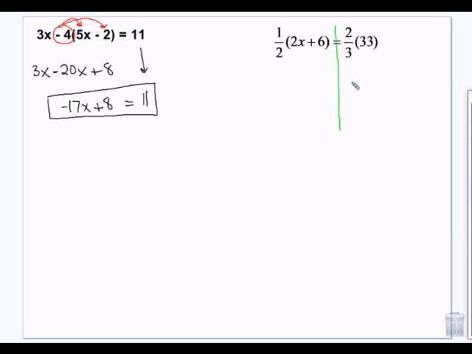I have a fraction, so I'm going to multiply or divide by 2. 2 goes into 2 once and into 6 3 times. So I have 1 times 1, which is x, and 1 times 3, which is 3. And this side is done. And here I have 3 goes into 33 11 times. 2 times 11 is 22. I can't do anything else to either side, so I put them equal to each other, and then I'm done for right now.